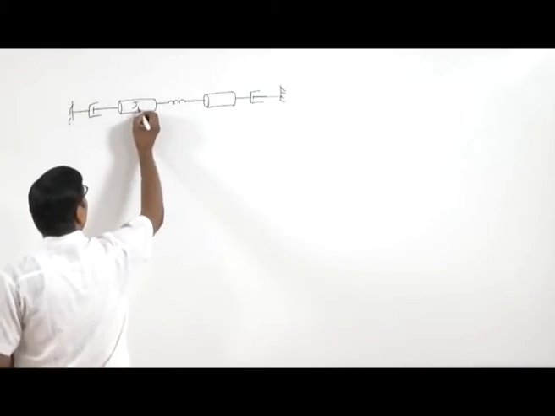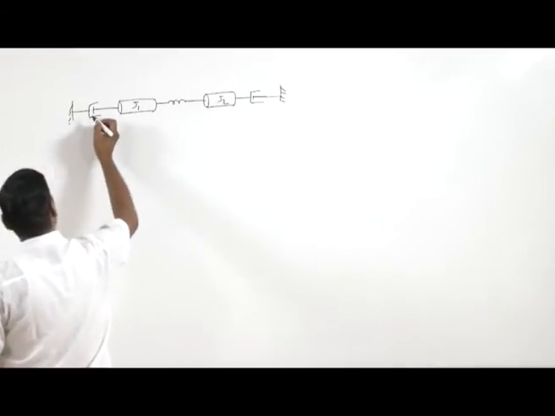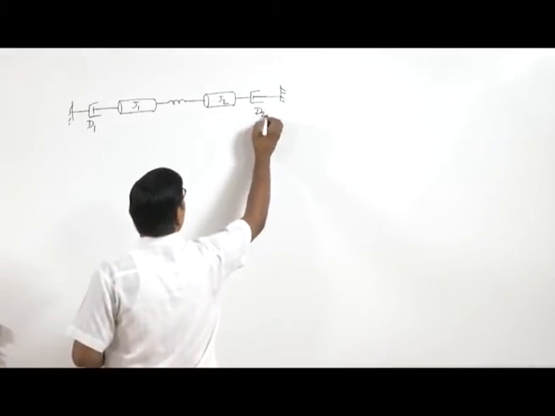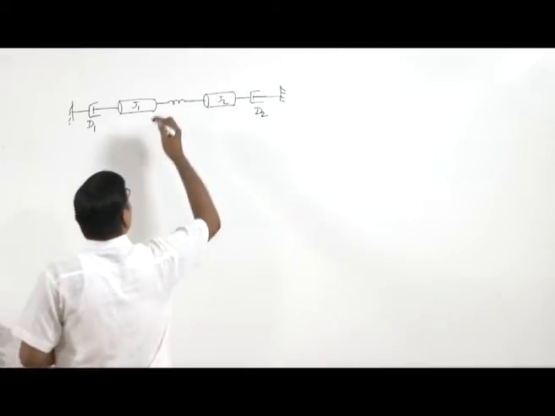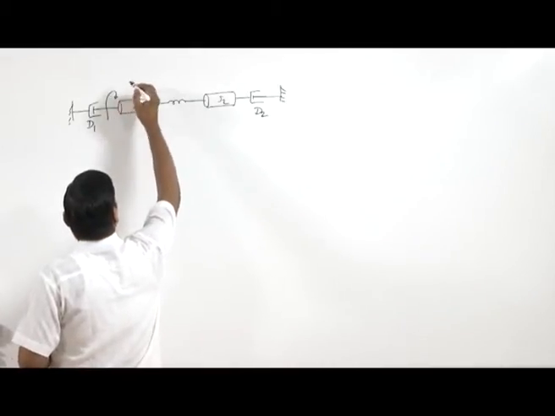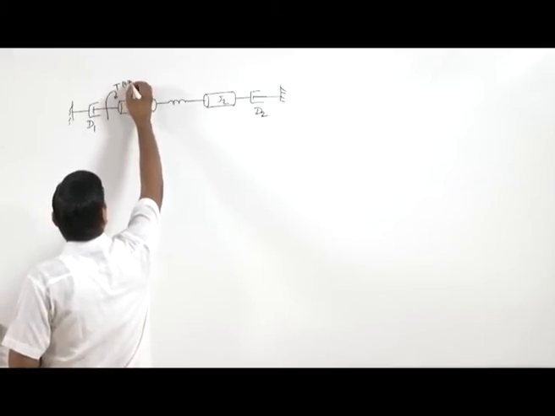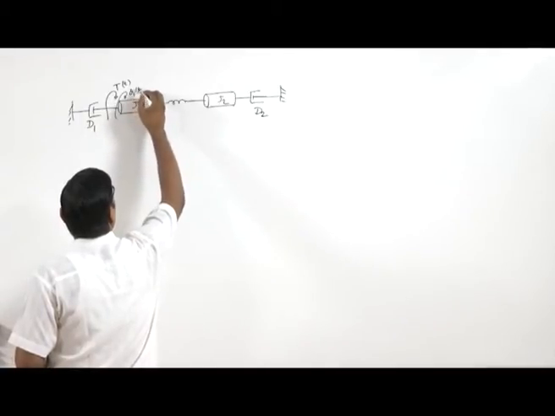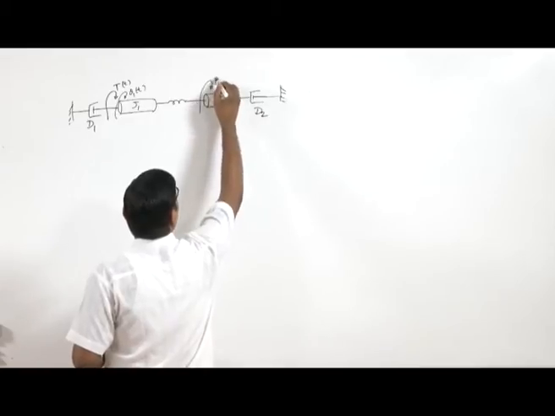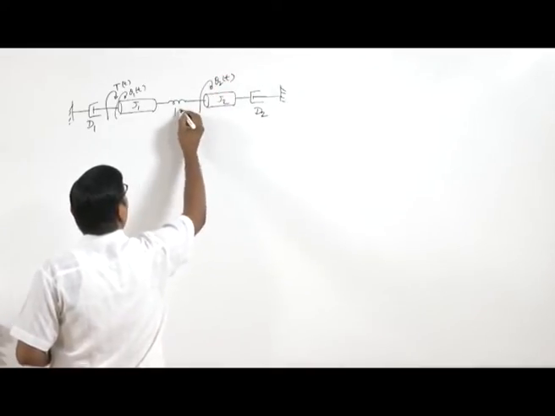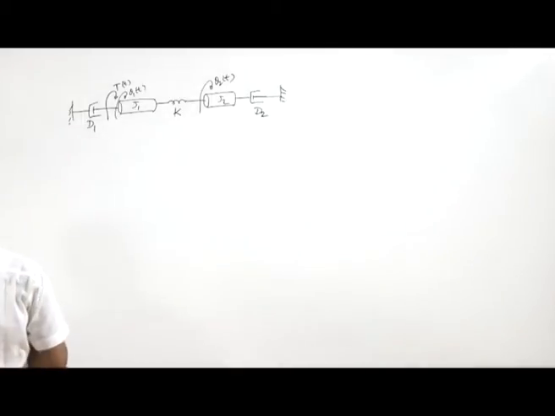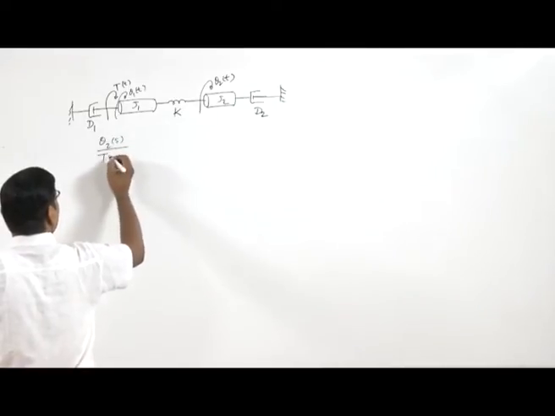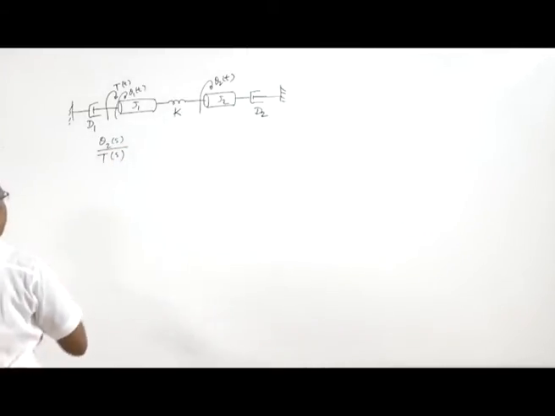So, this is inertia J1, this is J2, this is damper with damping coefficient D1, this is D2, and here a torque T, a function of time, is applied to the first inertia, and the degree of freedom is theta 1 t, and here is theta 2 t. This spring has stiffness K. We have to find theta 2 s by T s. This is the transfer function we have to find.